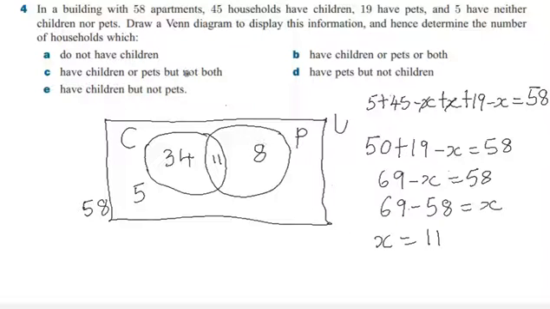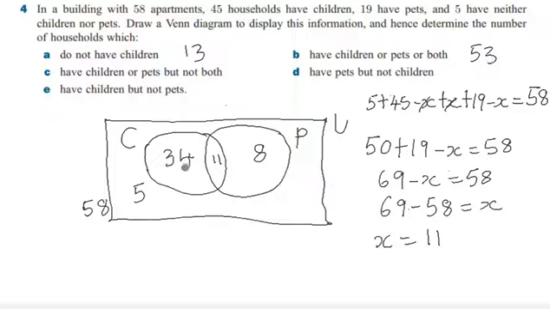So now we can answer our questions right here. How many households do not have children? That means all the households outside the children's circle. That'll be 5 plus 8, and that'll be 13. 13 households. How many households have children or pets or both? That'll be 34 plus 11 plus 8. First of all, okay, let's answer this and I'll go back to what just came to my mind. 34 plus 11, that is 45. 45 plus 8, that is 53. So 53 households have children or pets or both.